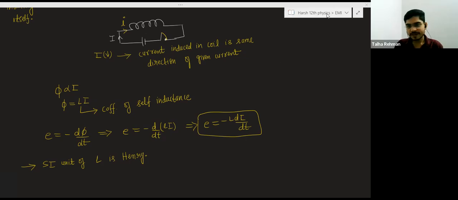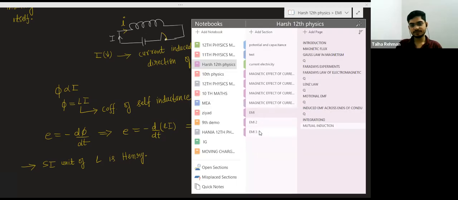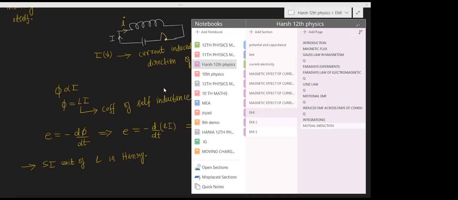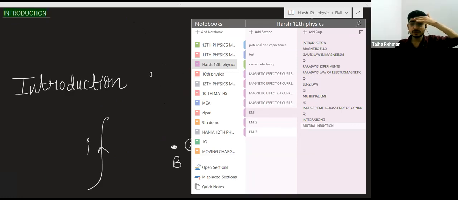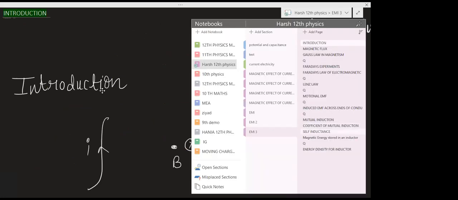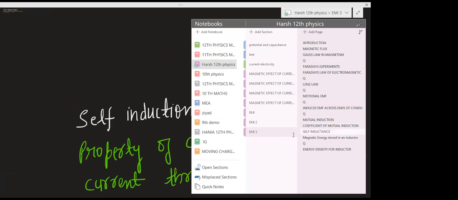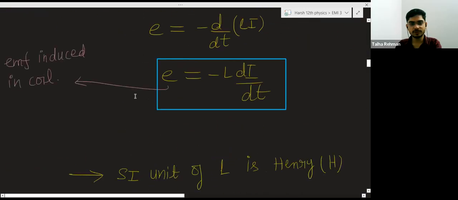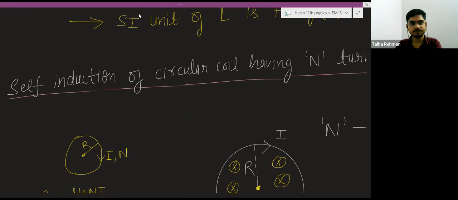Okay, now we will see a simple derivation. We will see the self inductance of a circular coil now. Self inductance of a circular coil, of this type.